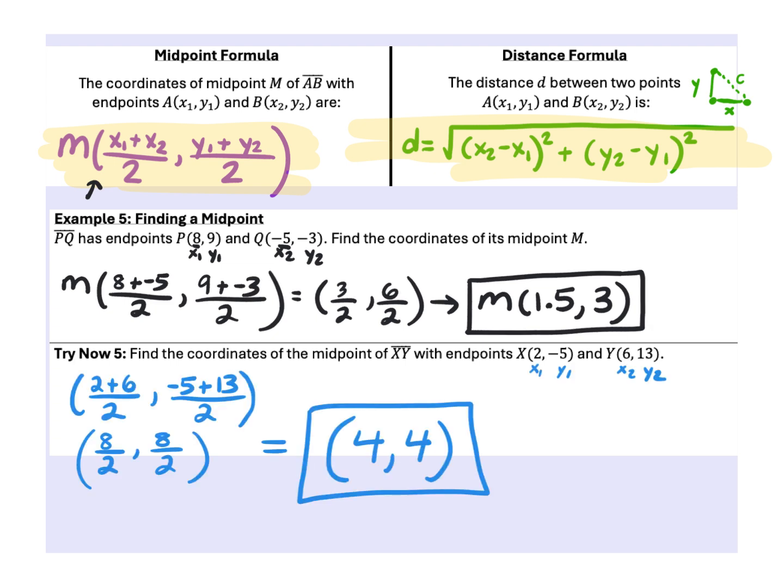All right, here when you add up the x coordinates, you get 8. And when you add up the y coordinates, you also get 8. So both the x and y coordinates of the midpoint are 8 divided by 2, which means our midpoint is the ordered pair 4, 4.